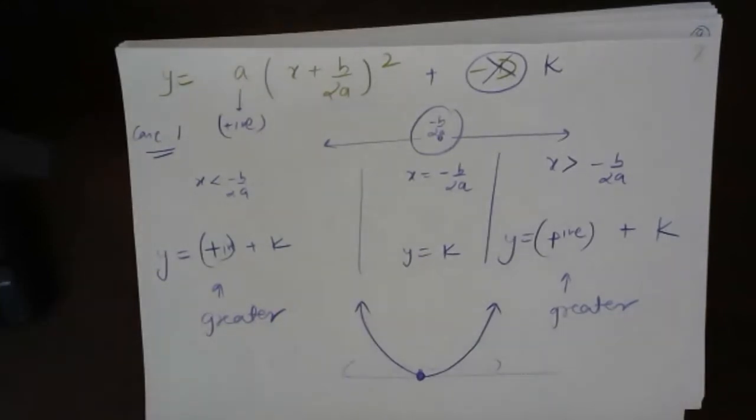Remember, a cannot be 0, Surya. First thing, we took into consideration that a cannot be 0, otherwise it will not be a quadratic expression. Understood? Very good. Now we will take the second case. The second case is when a is negative.